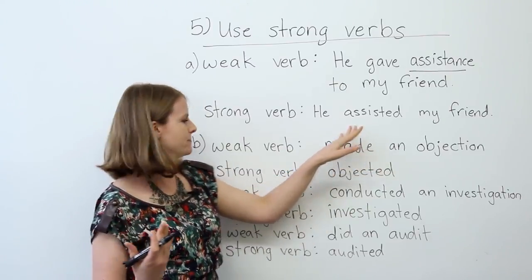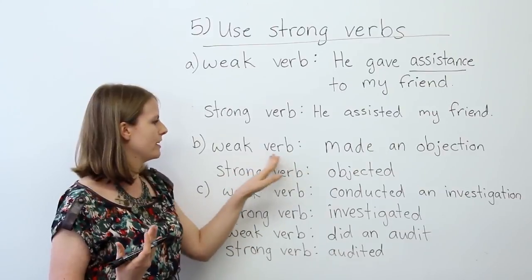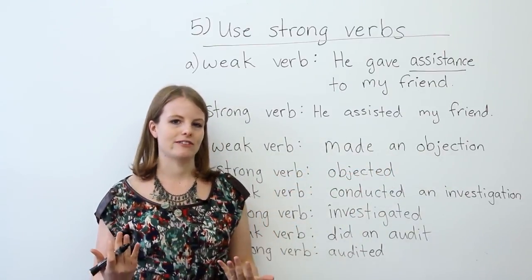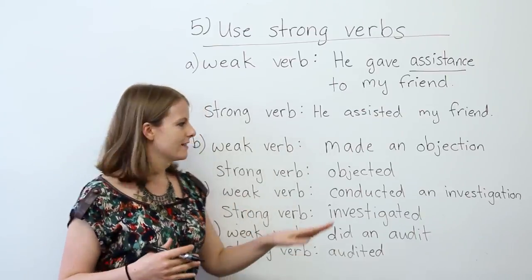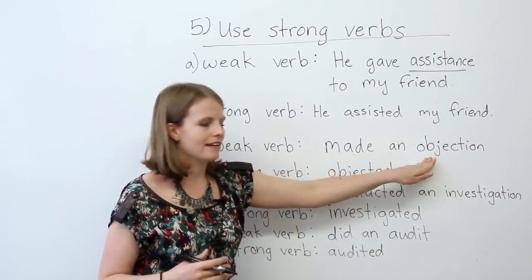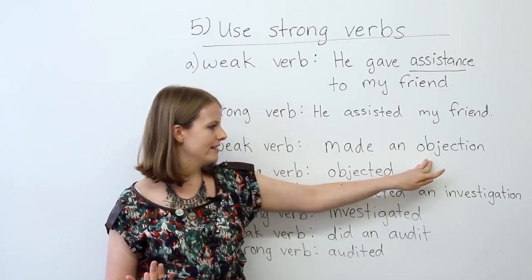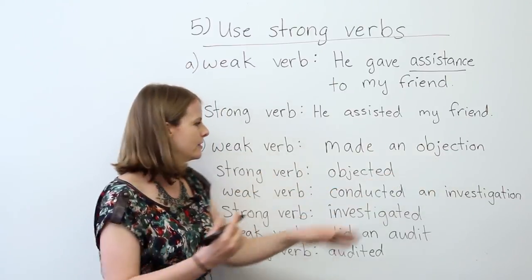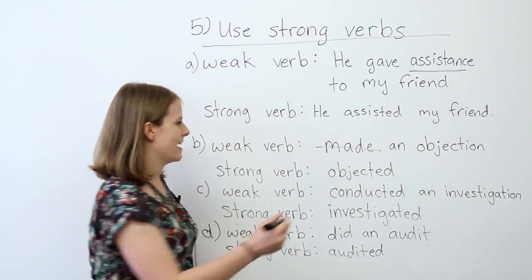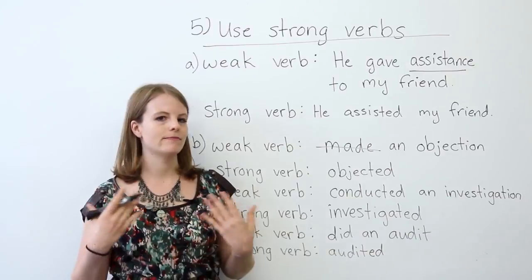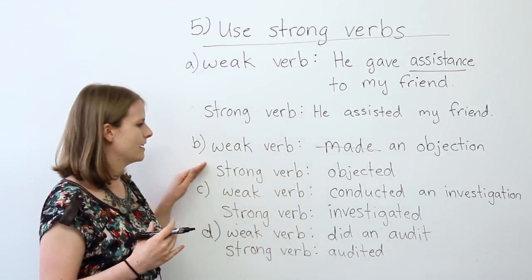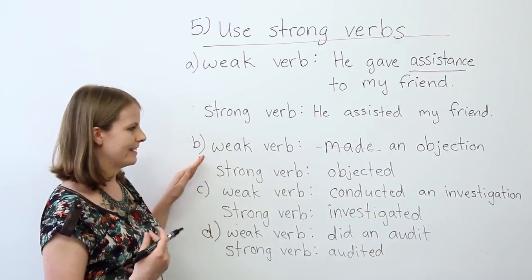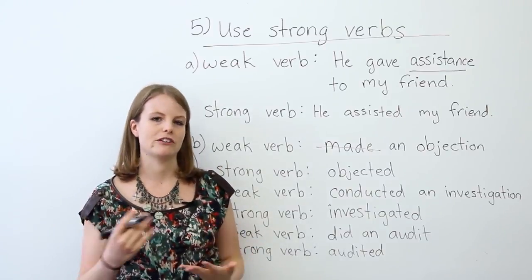Let's look at another example. So here I have a weak verb, made an objection. He made an objection. Okay, so again, we have a verb and then a noun, objection. But objection can be its own verb. So to make it stronger, we get rid of made and we turn objection into its verbal form, objected. He objected. So he objected is better than he made an objection.